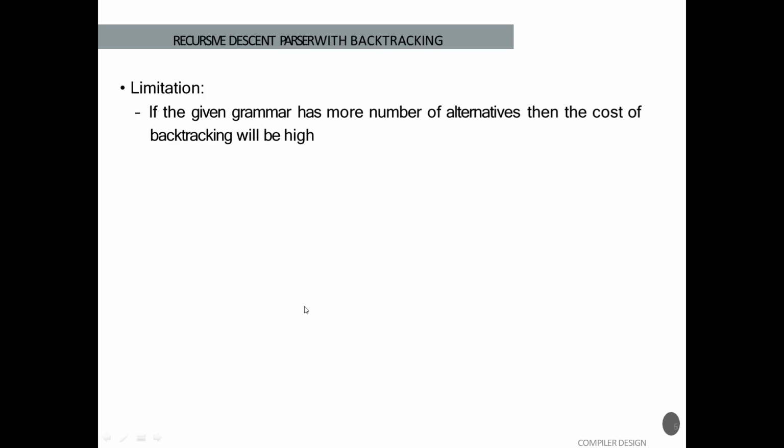The limitation of recursive descent parsing is that if the grammar has a larger number of alternatives, then the cost of backtracking will be high.